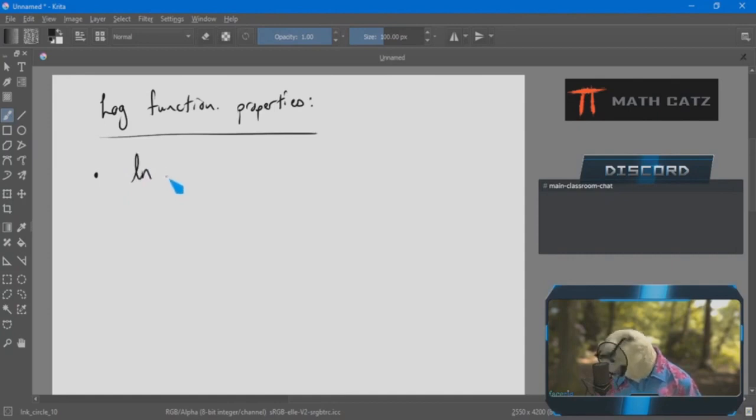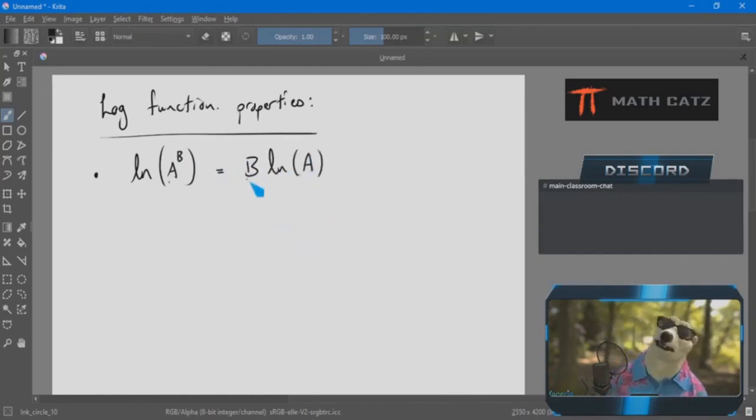If I have the natural log of a to the power of b, and those two, a and b, could be very complicated or just numbers, then, interestingly enough, I have that equivalent to the natural log of b, the exponent that was inside the log previously, times the natural log of just a.